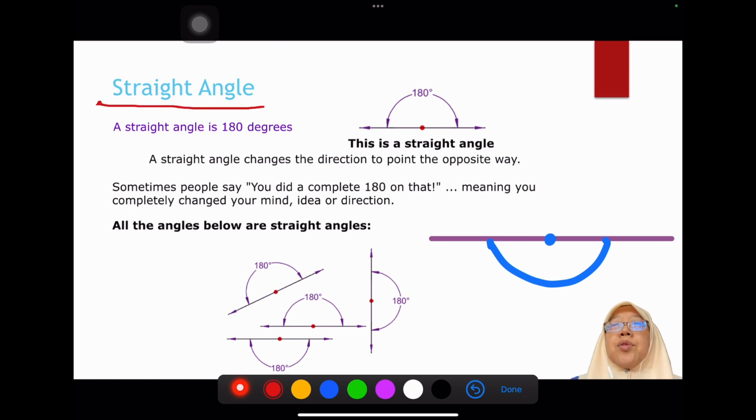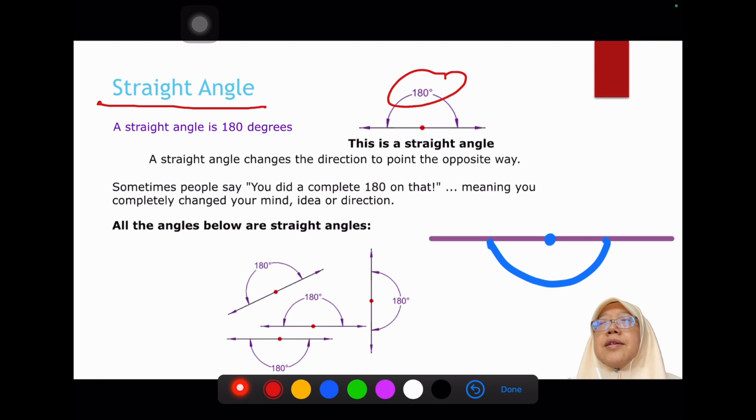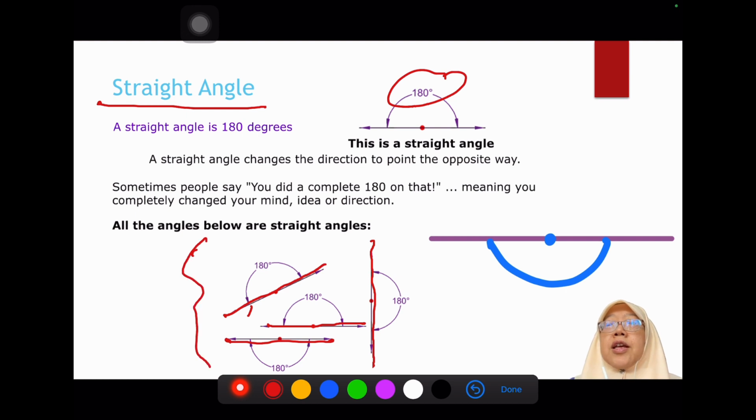Alright, next we go to straight angles. Okay, a straight angle is 180 degrees. It must be really 180 degrees. And you can change the orientation. That means you can draw it this way, vertically, horizontally, or also upside down. Again, the different orientations will help to develop spatial sense.